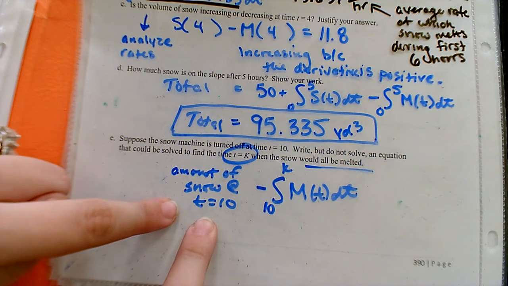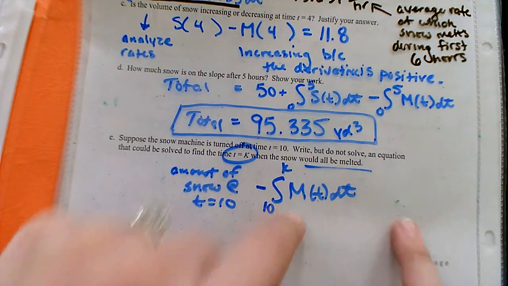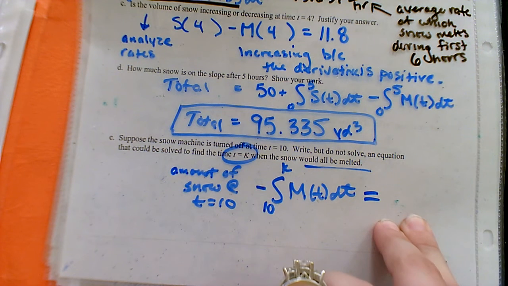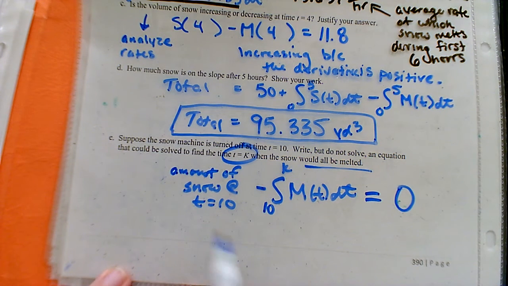So this is how much snow we have at time 10, minus how much snow is going to melt, and then what do we want all of that to be in the end? If all the snow is gone, it would equal what? Zero, right. Okay, so we can say amount of snow at time 10.